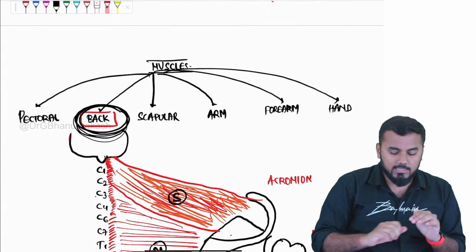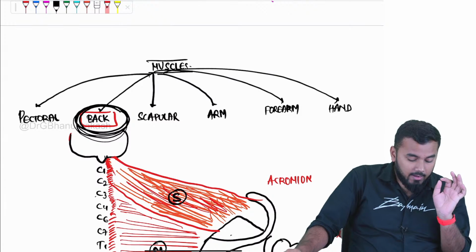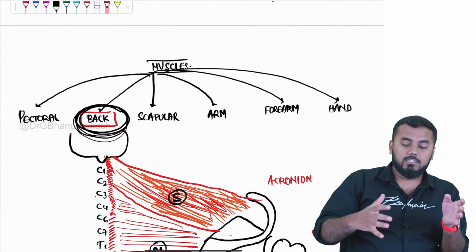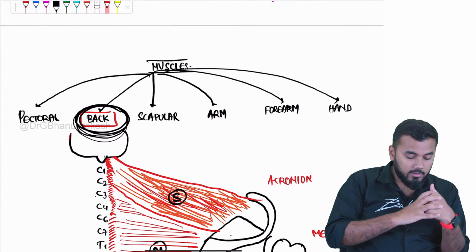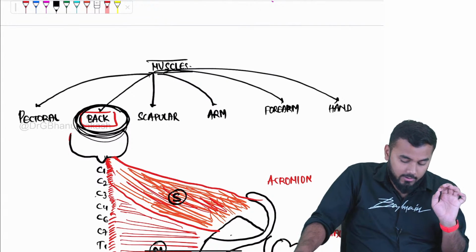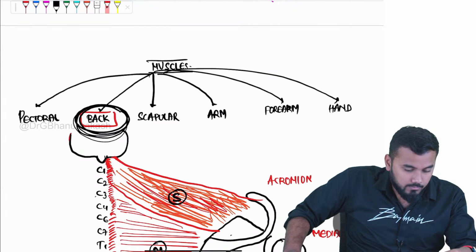Because the remaining muscles like pectoralis, scapular, arm, forearm, someone asked me forearm. I will definitely tell you very interestingly, because if I start the next session, I'll start with the forearm only, right? Head and neck also, I will definitely teach you head and neck, okay?